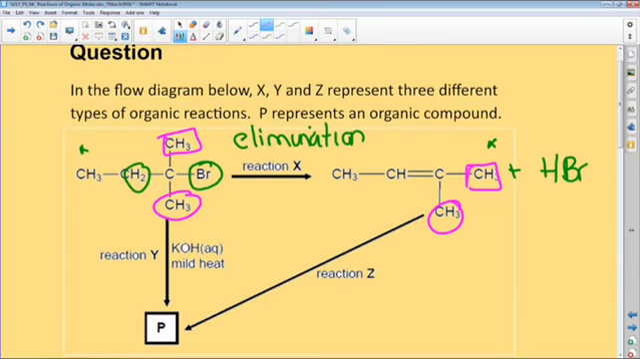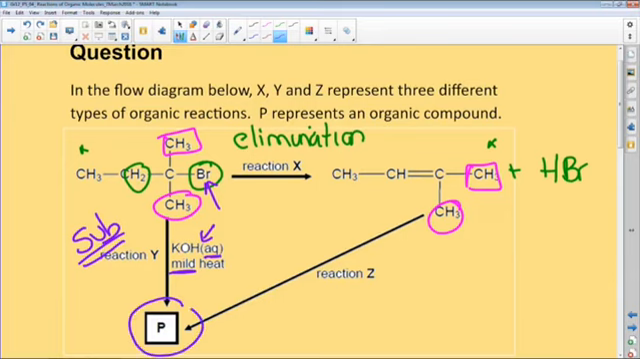Now, and this is where conditions are so important. With reaction Y, they tell you that we use KOH aqueous, that means dilute, with a mild heat. That means this has to be a substitution reaction. The only thing I can substitute on here is the Br. So the Br is going to come off, and I'm going to substitute it with something else. I don't have enough information yet as to what that substitution will be.